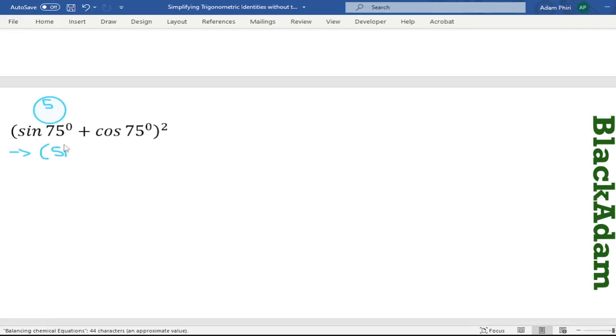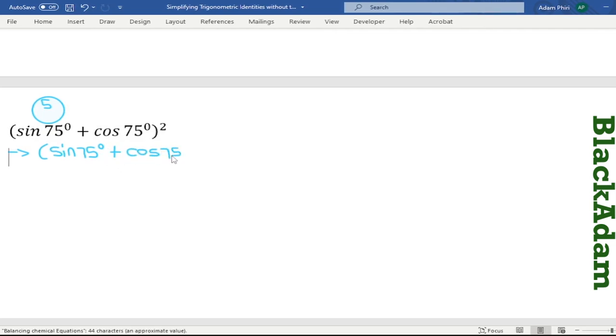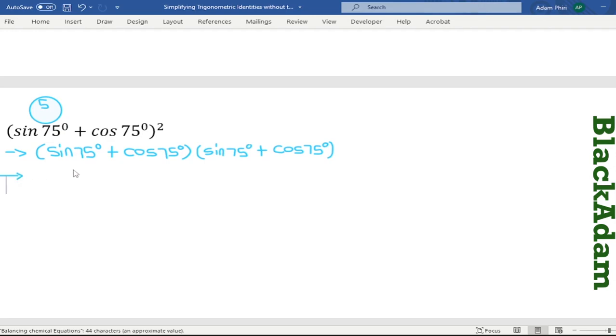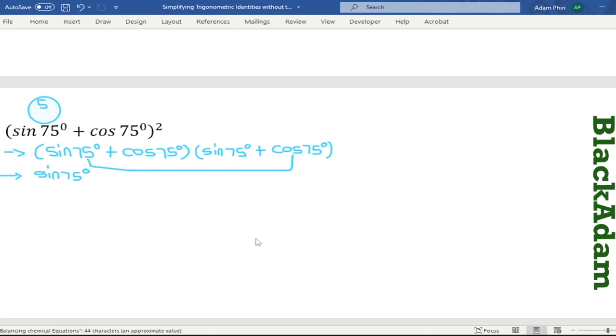Welcome to Teacher Black Adam, and this is trigonometric simplification. So we have sine 75 degrees plus cos 75 degrees. That will mean that we duplicate it, so that will be multiplied again by sine 75 degrees plus cos 75 degrees. So let's multiply. So sine 75 times sine 75 gives us sine squared 75 degrees. That should be squared there.